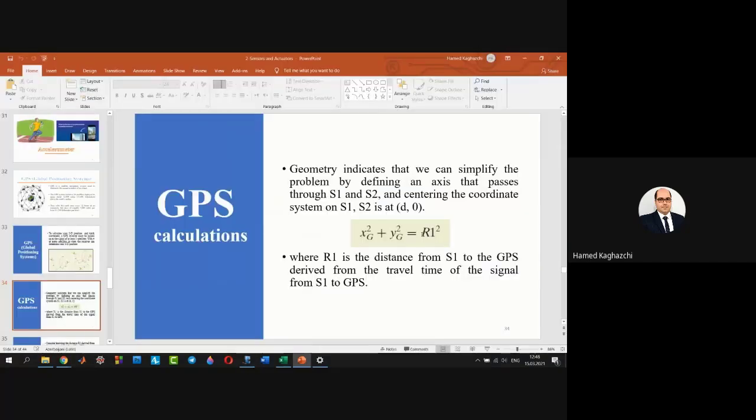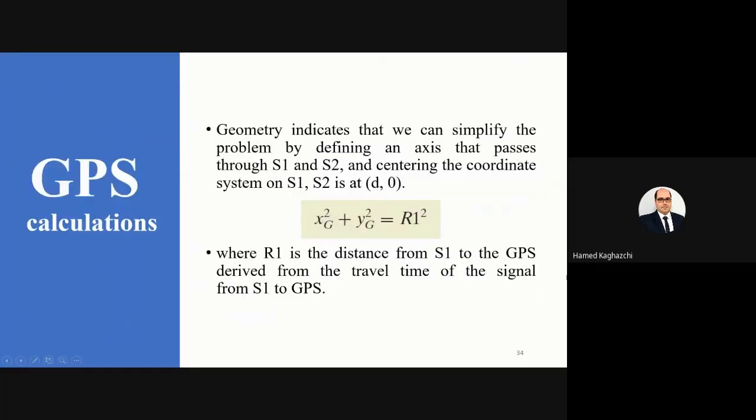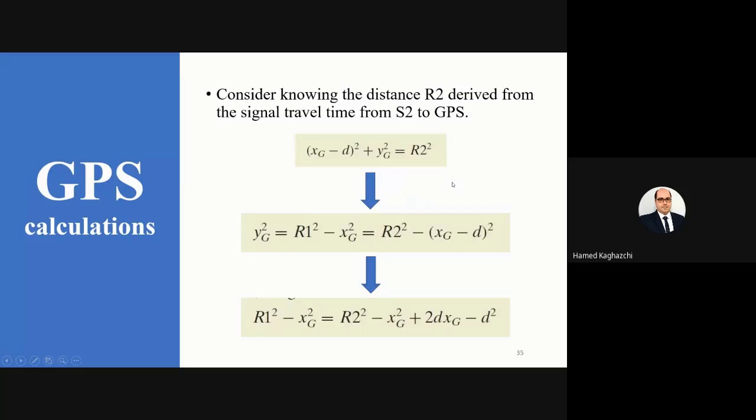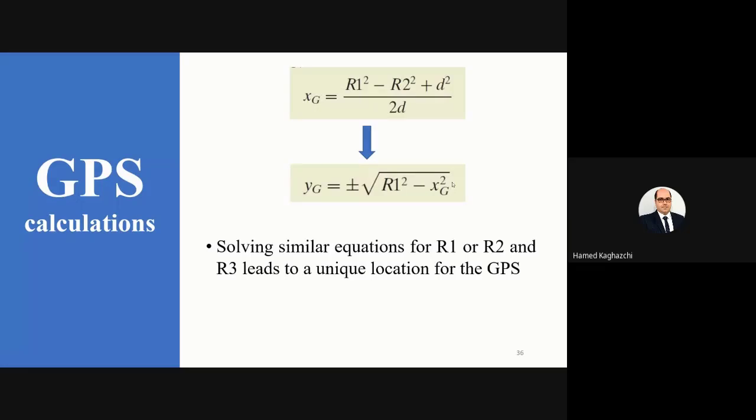I have written all of the information that you need, and I talked about all of them: x1, xg, yg, r1. And here I have written the equations. You can find it here and also here. And at the end, I have written that solving the similar equations for R1, R2, and R3 leads to a unique location for GPS.